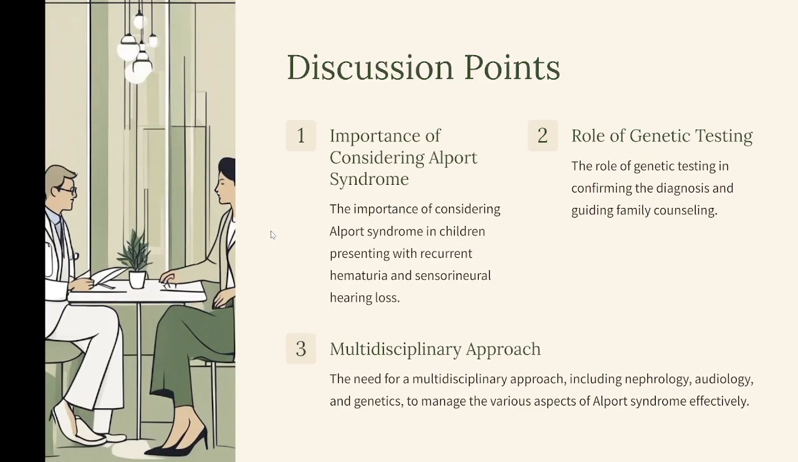Discussion points: the importance of considering Alport syndrome in children presenting with recurrent hematuria and sensorineural hearing loss. The role of genetic testing in confirming the diagnosis and guiding family counseling. The need for a multidisciplinary approach, including nephrology, audiology, and genetics, to manage the various aspects of Alport syndrome effectively.